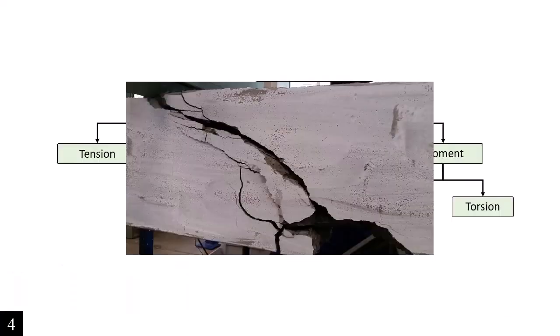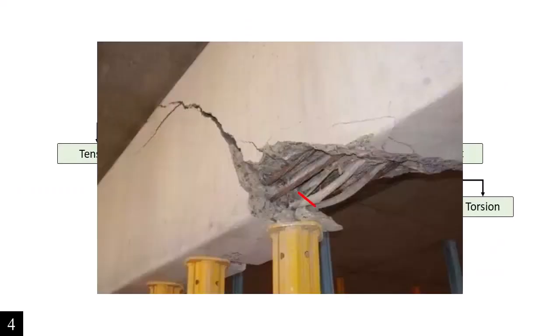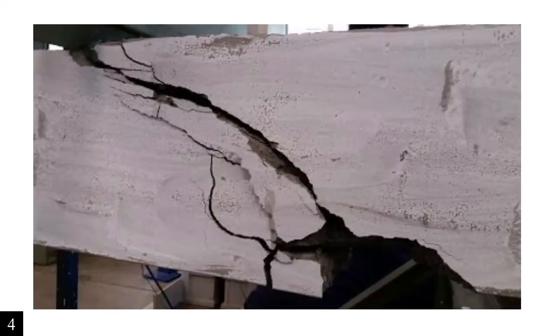You can take a look at some of the other photos over here showing the failure of the shear force. You're going to see a sloped diagonal damage on the beam, that is the indication of the shear failure.